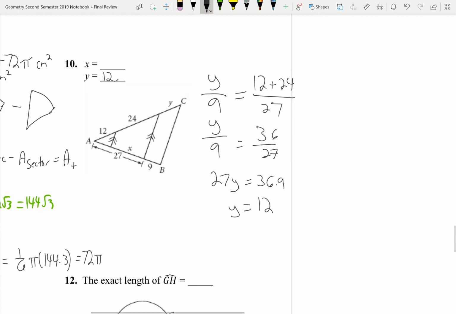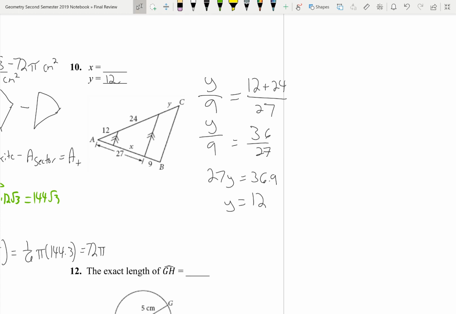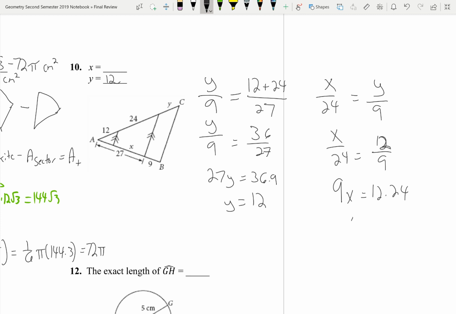What about x? What proportion could you set up for x? Well, we could say that x over 24 equals y over 9, but we know that y is 12. So that will give us that. And then we can cross multiply, and x will equal 12 times 24 over 9. That will be 18.